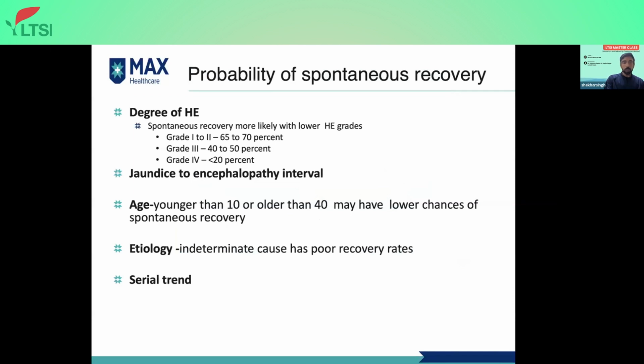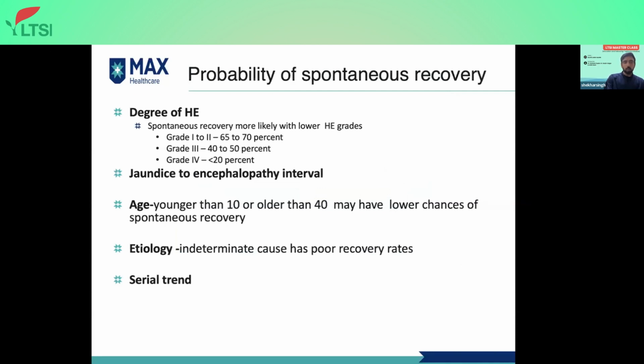One of the most important factors is the degree of hepatic encephalopathy. Those who have grade 1 or grade 2 HE most likely have a chance to recover spontaneously, while advanced HE patients have less chance of spontaneous recovery. Another important factor is the jaundice to encephalopathy interval. In the hyperacute kind, most of them will recover without the need for liver transplant, and the longer the duration, the lesser the chance of spontaneous recovery.